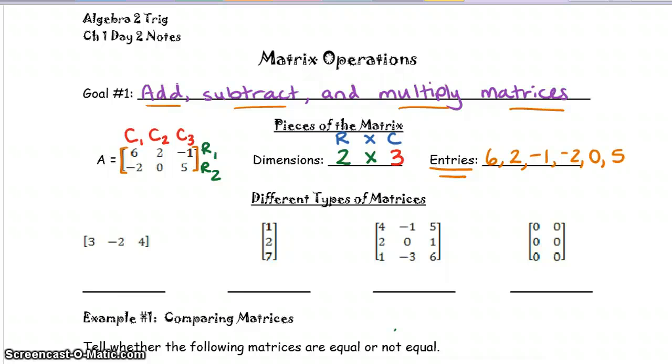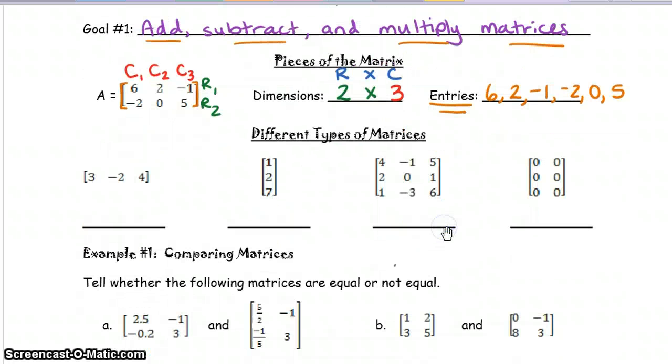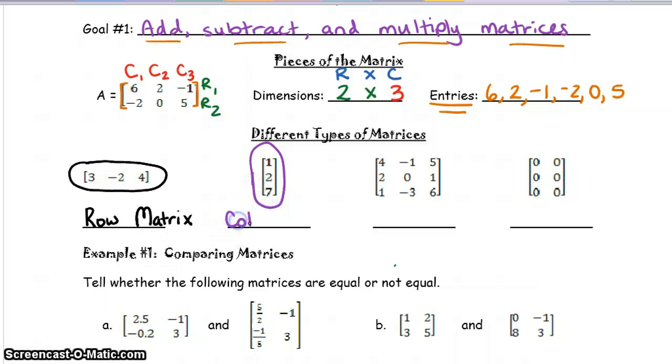There are also different types of matrices that you'll see. So for example, the first one is called a row matrix. The reason it's called a row matrix is because it's just made up of one row. The second one is called a column matrix. Same reasoning as the first one. It has one column, hence why it's called a column matrix.